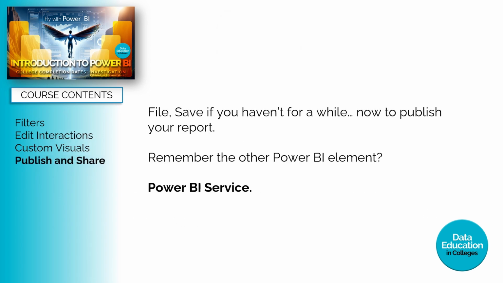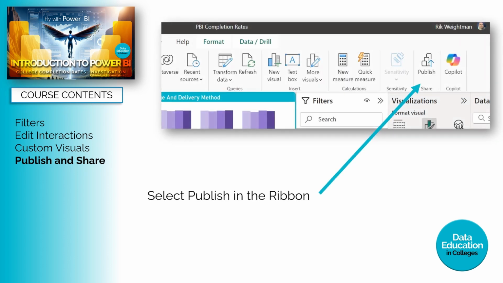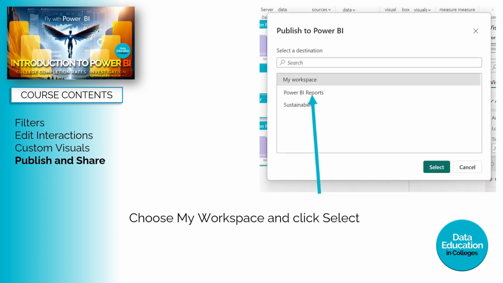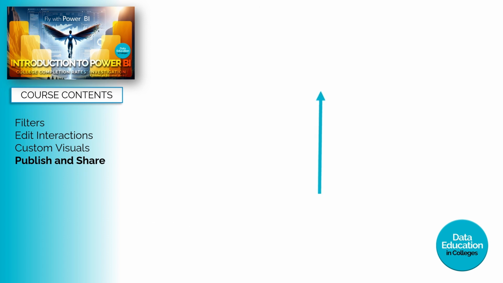Right, file save. You haven't done that for a while, and now we're going to publish it. Remember the other Power BI element, Power BI service? That's what we're going to use just now. You'll find publish in the ribbon, just at the top right hand corner there under the home tab. And choose my workspace. I would just nowadays just use my workspace. It keeps everything together. Click select.